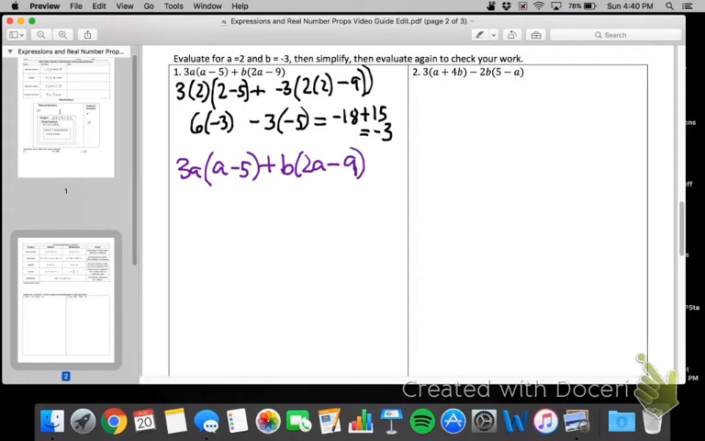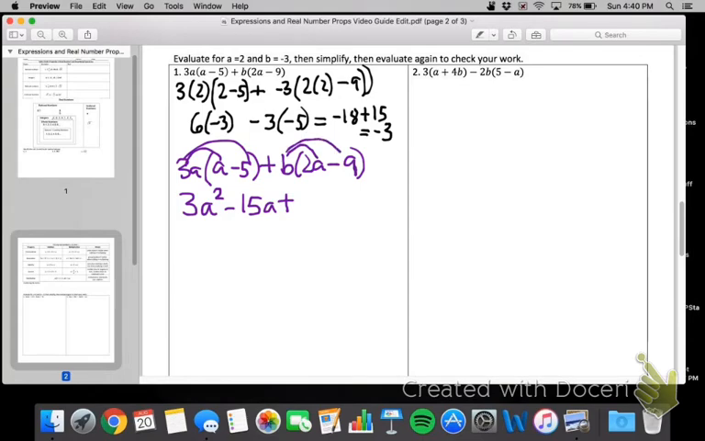So now we can apply the distributive property, so 3a times a and 3a times negative 5. So 3a times a, we could write that as 3 times a, but we like to use as few pen strokes as possible when we write in math. So we have a shorthand for a times a, and we know that that is the same as a squared. So that's 3a squared minus 15a plus, and then we can distribute here. So b times 2a, b times negative 9.